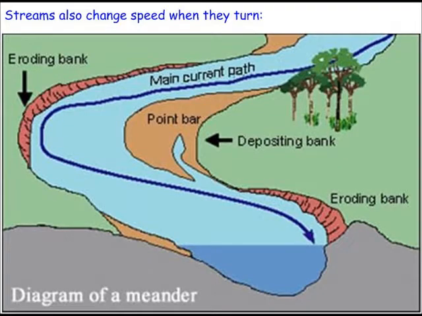The other time streams change speed is when they turn. You can see here that the eroding bank is the outside of the turn, and the depositing bank is the inside of the turn.